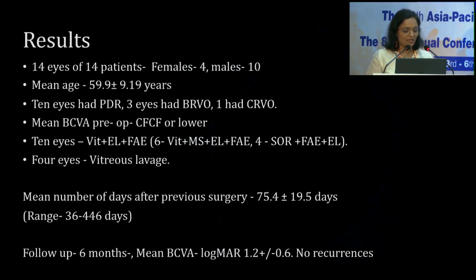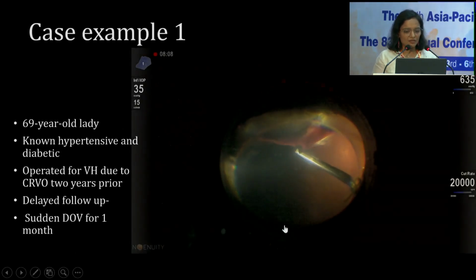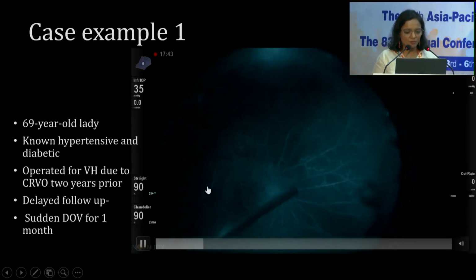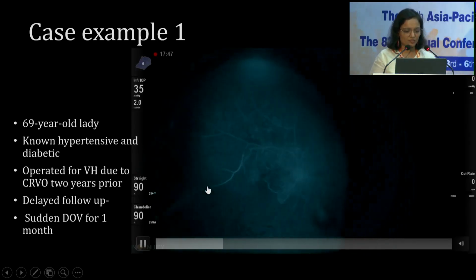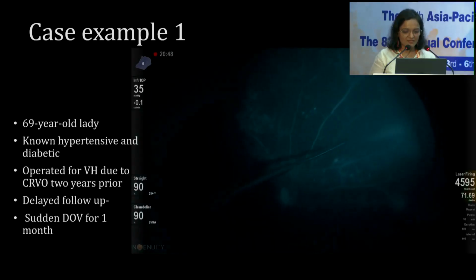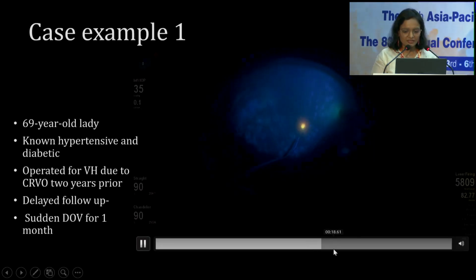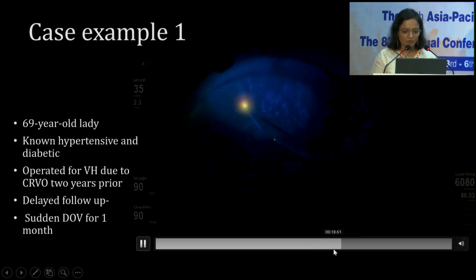We had about 14 eyes with a mean age of 60 who had undergone vitrectomy, and we followed them up for 6 months. They bled about 75 days post vitrectomy. So this is a 69-year-old lady, known hypertensive and diabetic, operated for vitreous hemorrhage 2 years prior, who had a sudden rebleed. You can see the extensive CNP areas all over, and you can see delay in the venous filling. This is an IOFA-enabled endolaser.